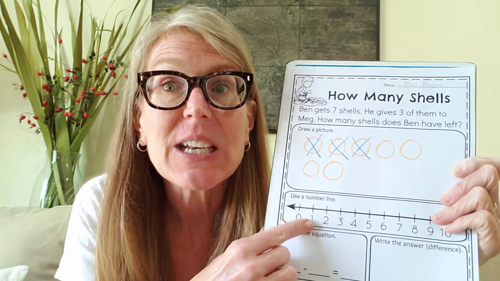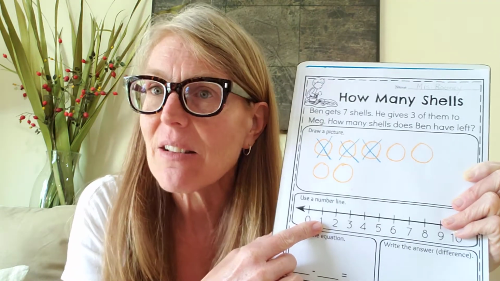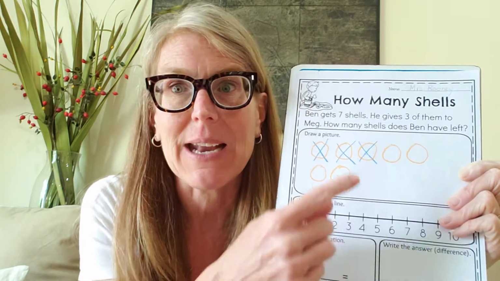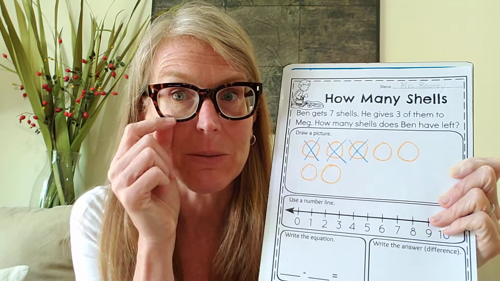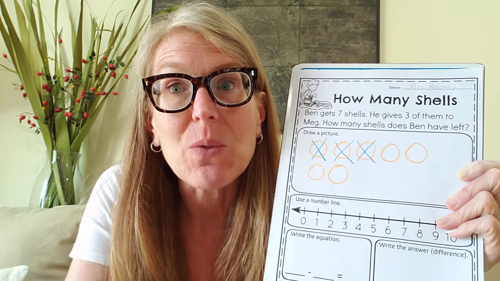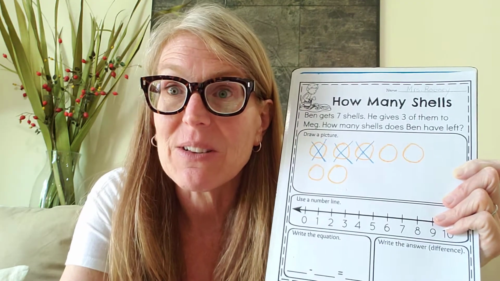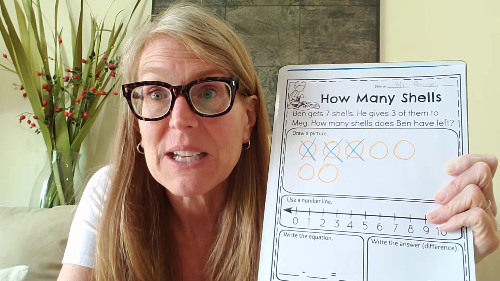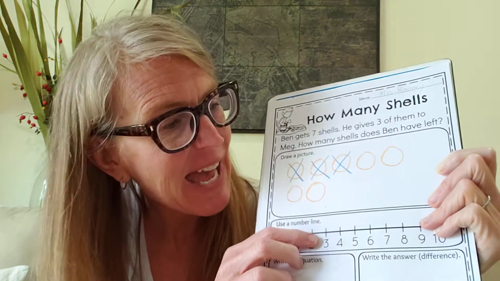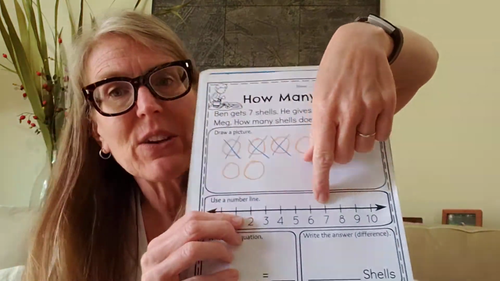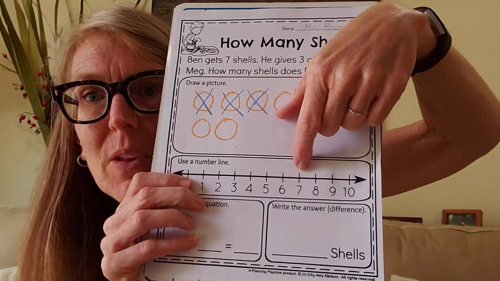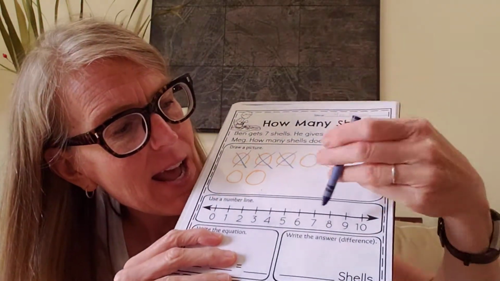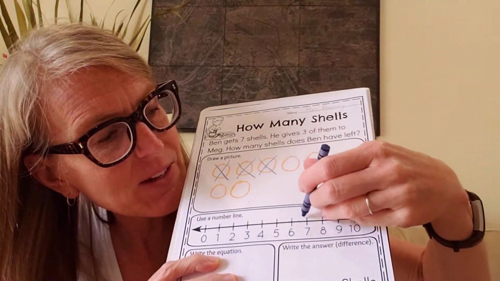Let's go down to our number line and let's solve our problem using our number line and see if the answer from our number line matches our picture, okay? All right, so the very first thing we do on our number line is we say, well, how many shells did Ben have? Because that's where we need to start, right? Then he had 7. Okay, so put your crayon on the 7. We're going to use our crayons. All right, so let's put our crayon on our 7.